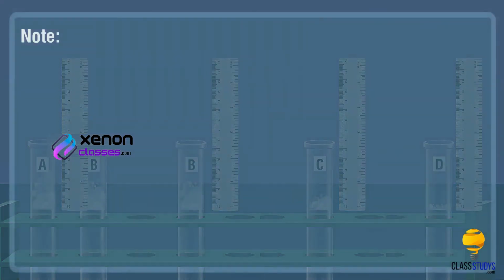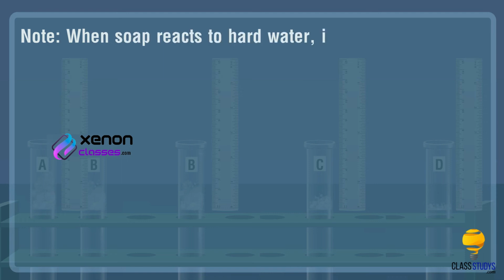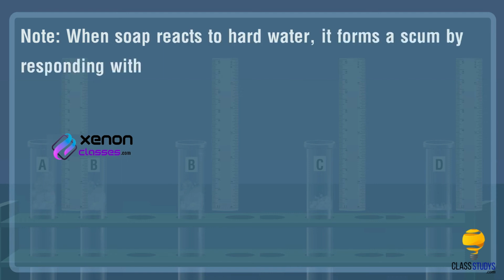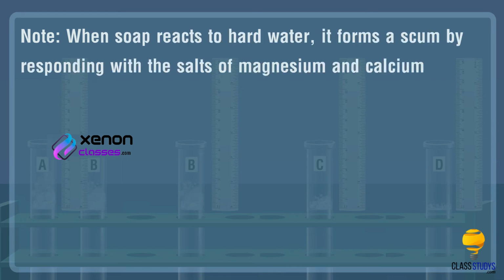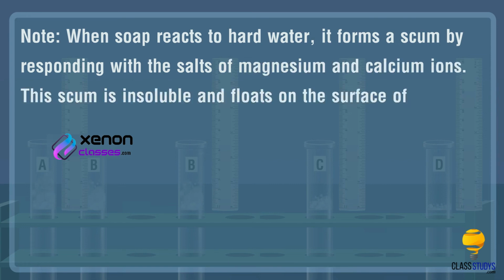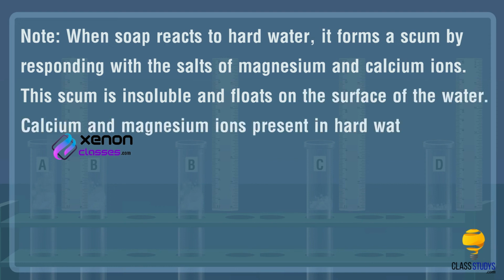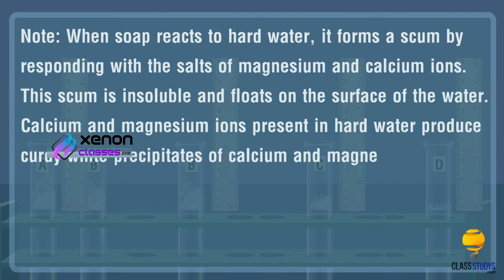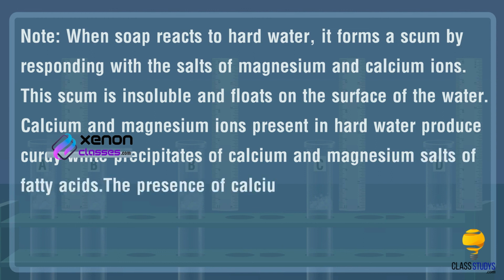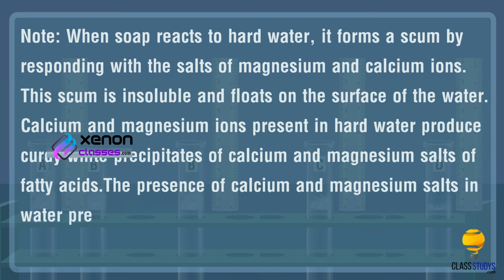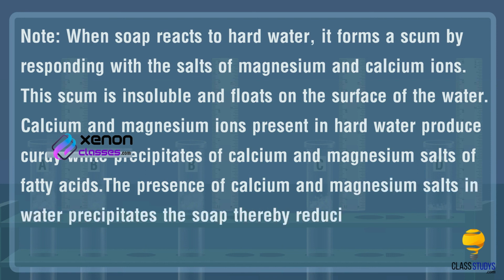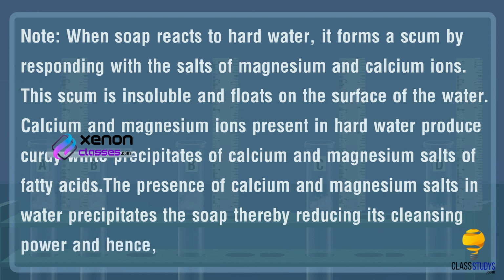Note: when soap reacts with hard water, it forms a scum by reacting with the salts of magnesium and calcium ions. The scum is insoluble and floats on the surface of the water. Calcium and magnesium ions in hard water produce curdy white precipitates of calcium and magnesium salts of fatty acids. The presence of calcium and magnesium salts in water precipitates the soap, reducing its cleansing power and hence its foaming capacity.